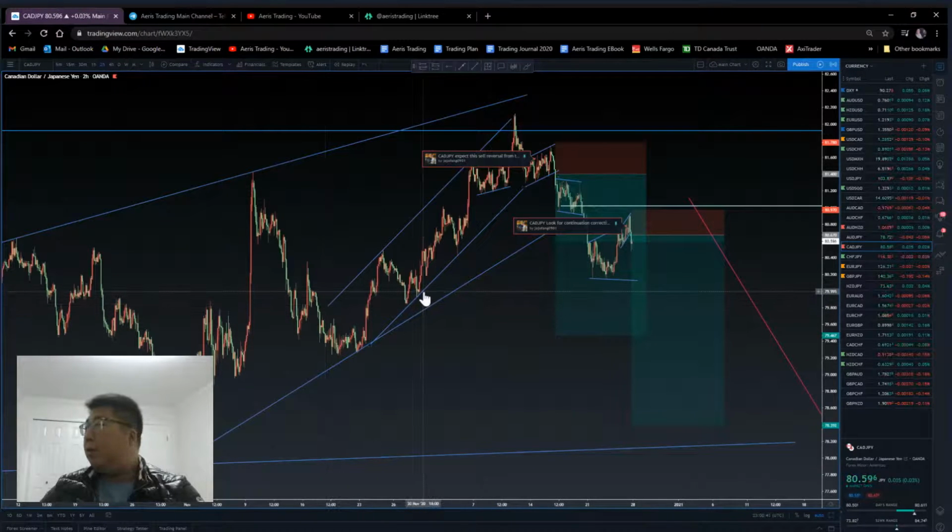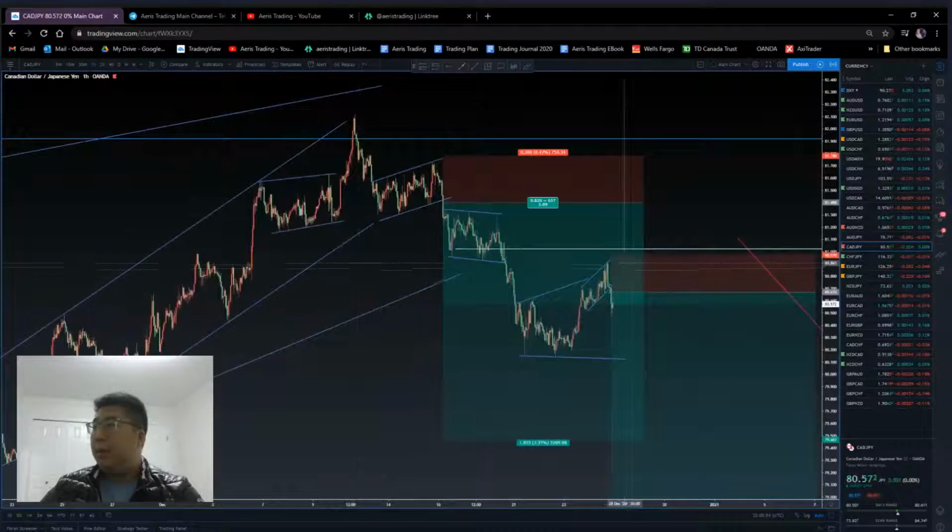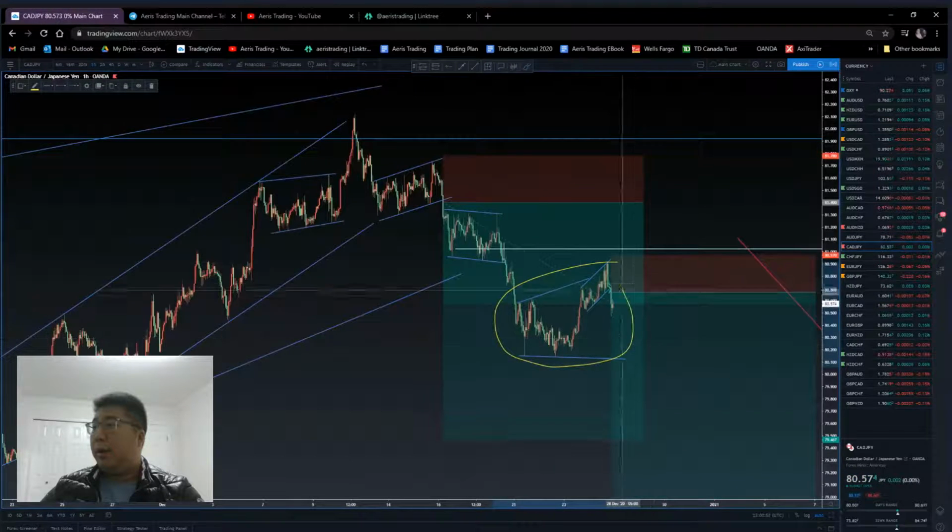So, quickly go over just the positions I'm in. I'm in CAD Yen, those of you who know from the top here. I looked for a scaling entry here, which is how I got into this on the 24th. I like the structure that we're forming.